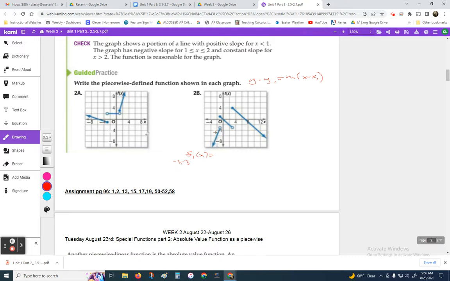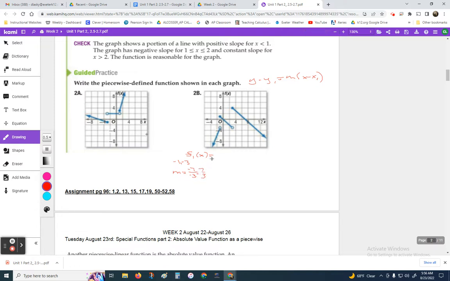You can count if you want to, however you want to do that. So let's see, 2, 4, 6, so 7. So my slope, my change in y is -7 because it goes down, and then 3. So I'd be -3. I'm just counting down and over, and so my slope is 7/3.